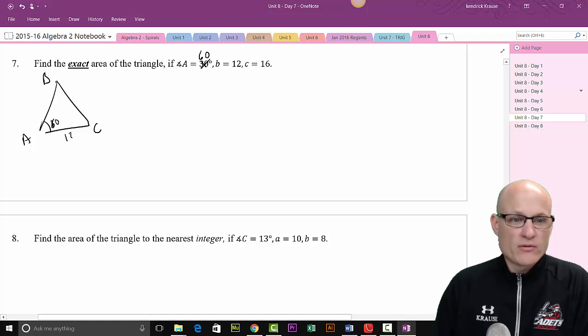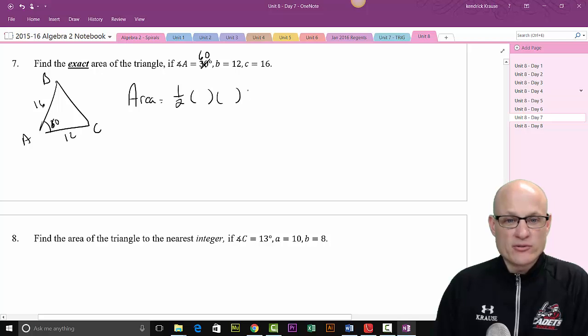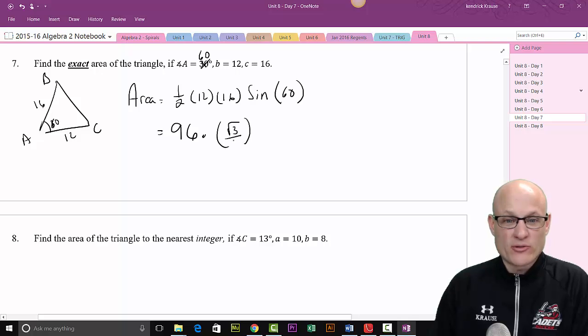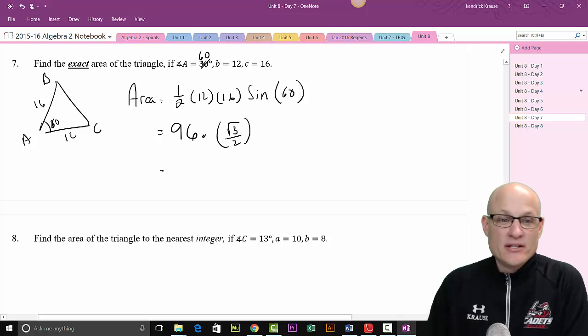So what I'm doing here is area equals 1/2 the side 1 times the side 2 times the sine of the included angle, in this case 60 degrees. So 12 times 16. Well, half of 16 is 8. 8 times 12 is 96 times, and the sine of 60 is radical 3 over 2. Notice I'm not using my calculator. So 2 goes into 96 48 times. So the answer is 48 radical 3. There's my area.